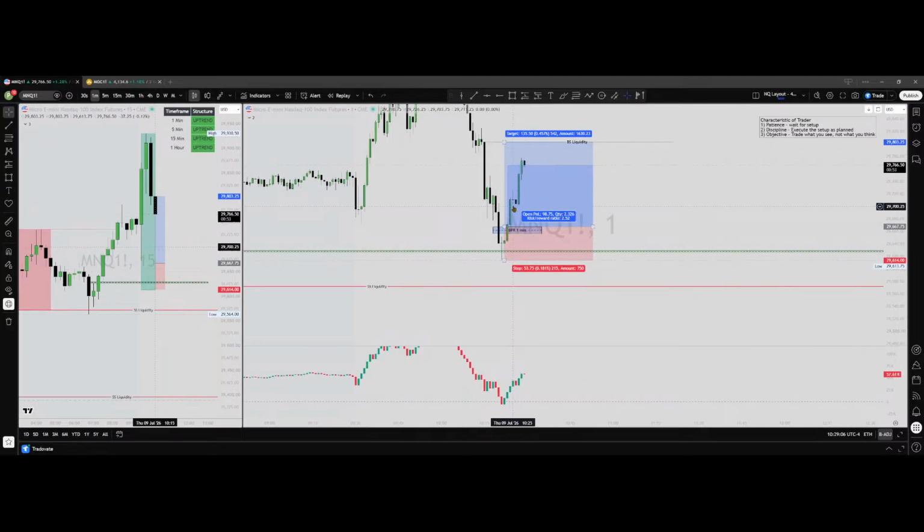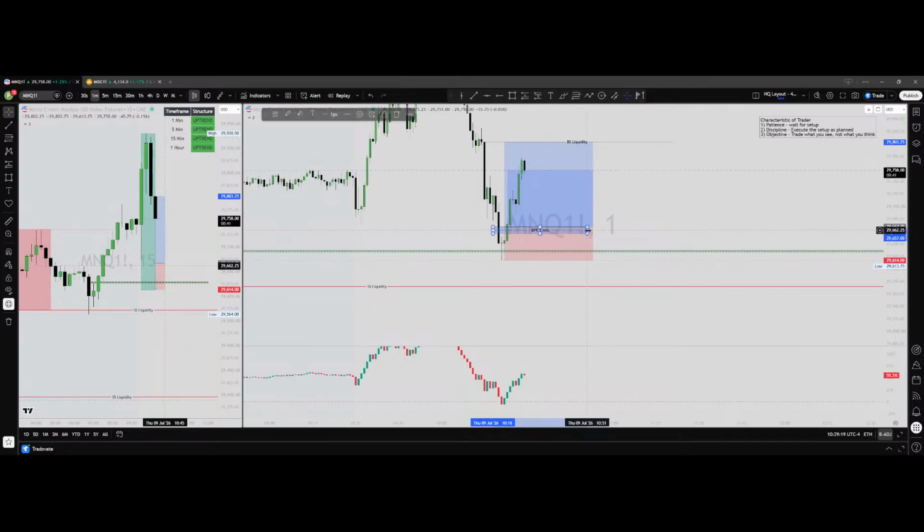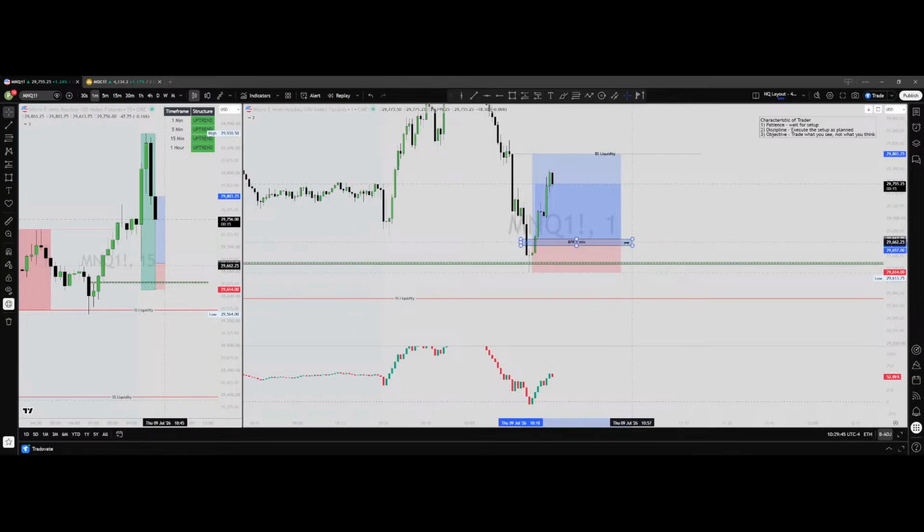It did give us an entry into one of the fair value gaps, but I'm not a big fan of buying higher. 88 points of stop loss, not a big fan. Rather wait. Let's see if price comes down here. What is BPR? That's a strong zone. In my risk tolerance, like 50 points, 55 points, I'm happy to take the trade. Until then, it's just about waiting.